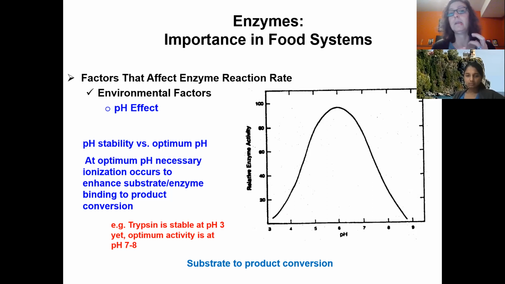The way to test enzyme inhibition or inactivation by pH is to bring the pH down to different pHs or up to different pHs and hold the enzyme at that pH and then bring it back to optimum to see if the enzyme is still active. If the enzyme lost activity, that means you denatured it at that particular pH.